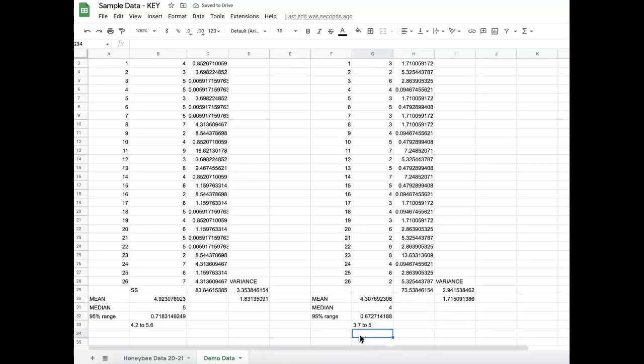Okay, so we're seeing different ranges, but you notice there's some overlap there. This is why we want to start looking at how much are these overlapping. So go ahead, I want you to calculate that 95% range for the yield in pounds per colony. So figure out what is the range for 2020 and 2021. That way we can see if there's an important difference or not an important difference. Go try it.